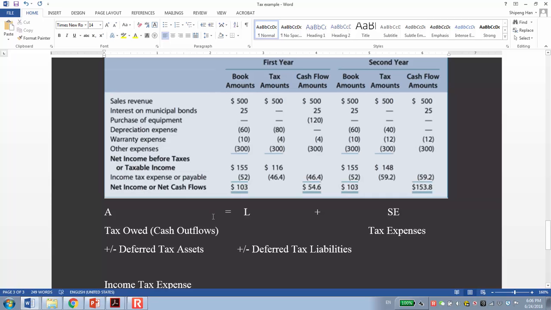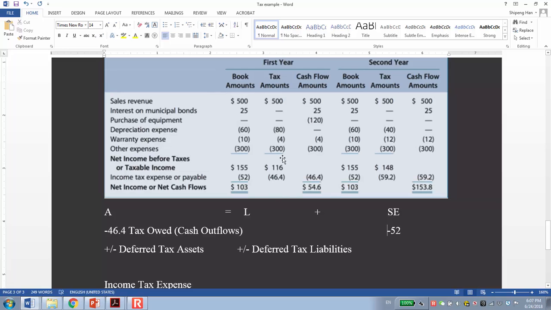So if I use numbers, the tax expense regarding this example is 52. It reduces stockholders' equity, so it is negative. And the cash outflow is 46.4. It's the actual payment to the government. Again, it is also negative. But this is not balanced.